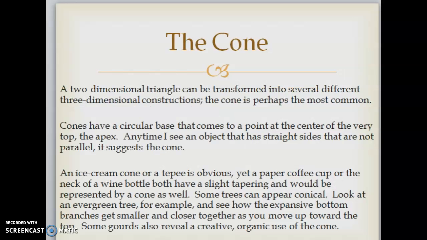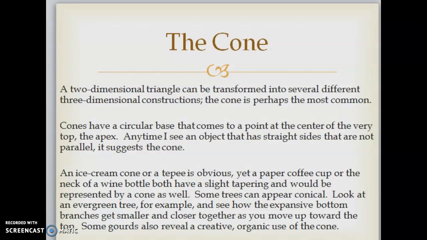The cone. A 2-dimensional triangle can be transformed into several different 3-dimensional constructions. The cone is perhaps the most common. Cones have a circular base that comes to a point at the center of the very top, the apex. Anytime I see an object that has straight sides that are not parallel, it suggests the cone.